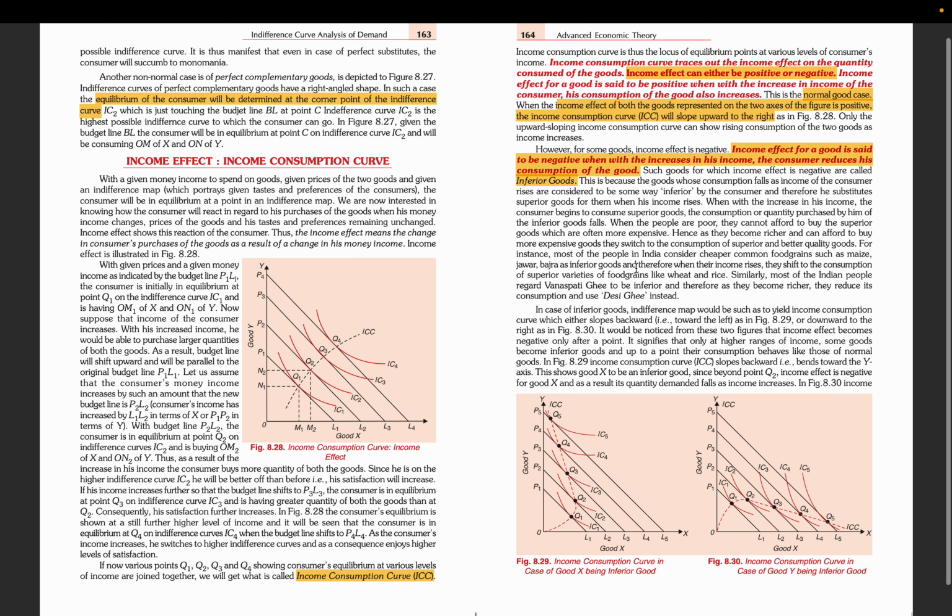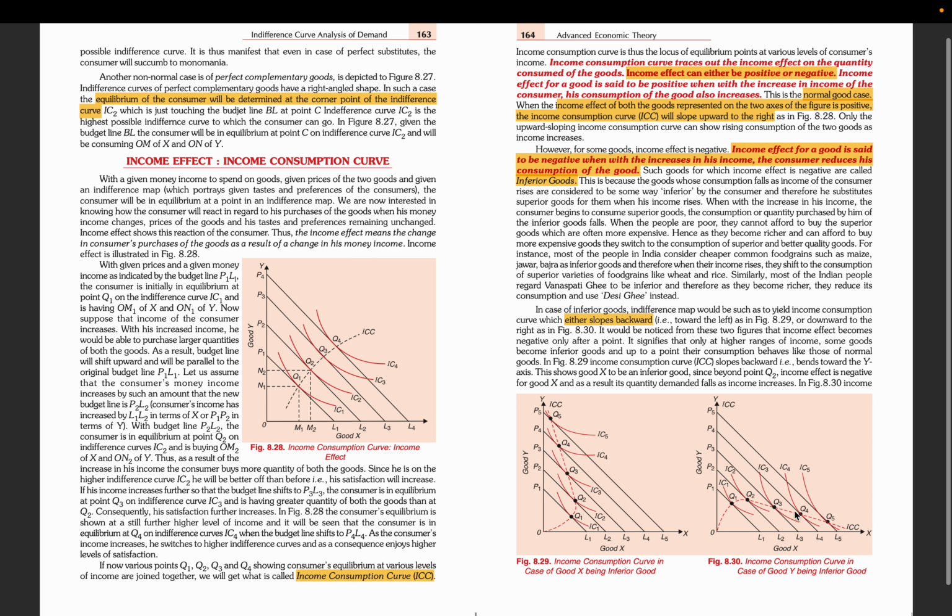For instance, jowar, bajra, all of this, they reduce its consumption and use desi ghee instead. Okay, so the richer goods basically. In case of inferior goods, the indifference map would be such as to yield an income consumption curve which either slopes backward, that is towards the left, or downwards, as in this case.